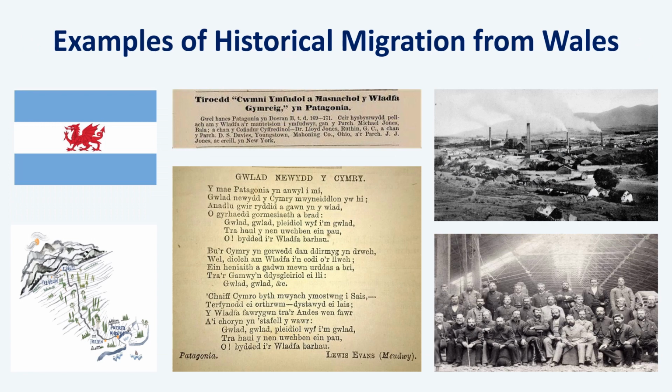One of the most famous migrations from Wales relates to the settlement of the Chubut Valley in South America and the establishment of Y Wladfa, the colony. Despite this being a comparatively small migration, as noted by Williams 1976, of approximately 3,000 individuals, with the first migrants setting sail on board the Mimosa from Liverpool on the 28th of May 1865.